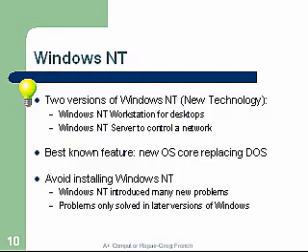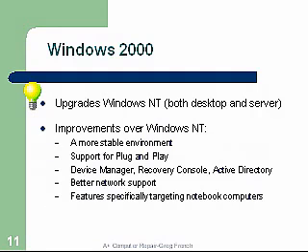Windows 2000, great upgrade. Upgraded both NT on the desktop and the server. Improvements over Windows NT: a more stable environment. Support for plug and play. We didn't have that before. When we installed new hardware, we had to do the configuration ourselves. Today, when you install new hardware on the computer, it automatically discovers it, configures it and starts using it.